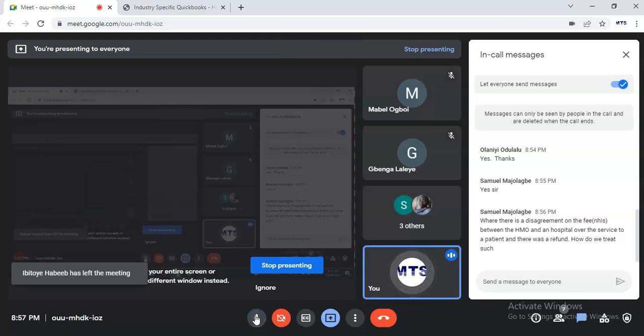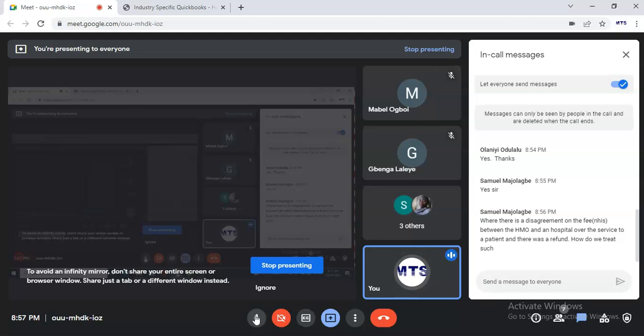Okay, so we have another question here. When there is a disagreement on the fee, NHIS, between the HMO and a hospital over the service to a patient and there was a refund, how do we treat such? So it's going to be in two cases. That is, if we have not paid on that particular bill before, it's just for us to go back there to adjust the bill to what amount is supposed to be.